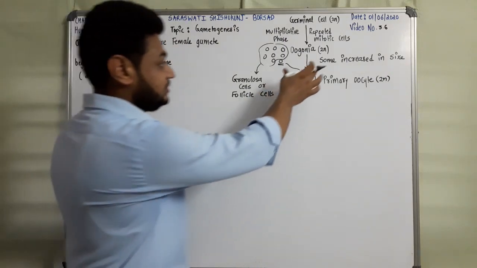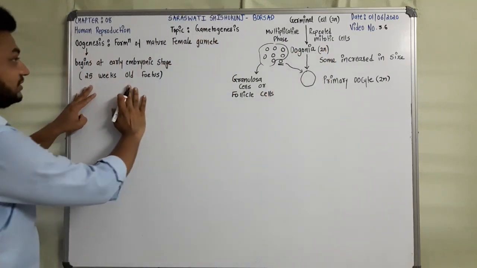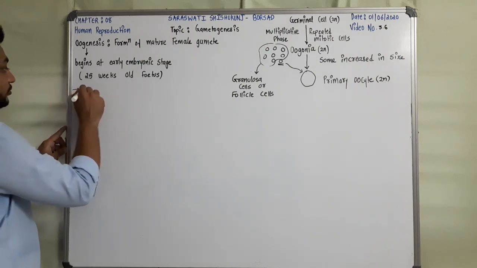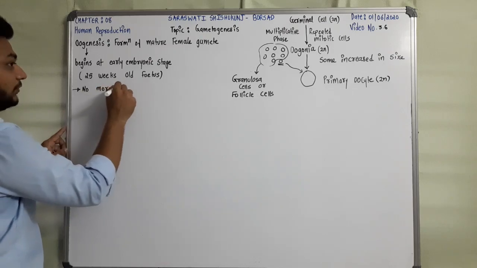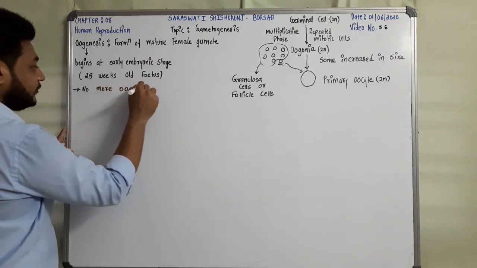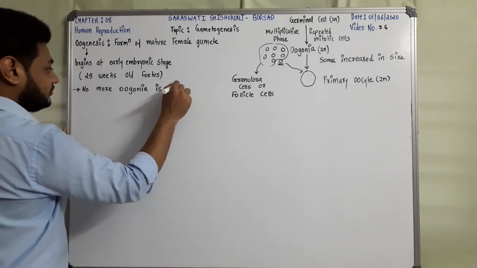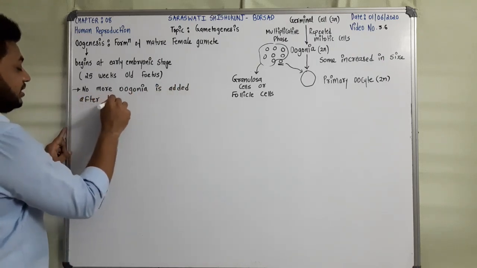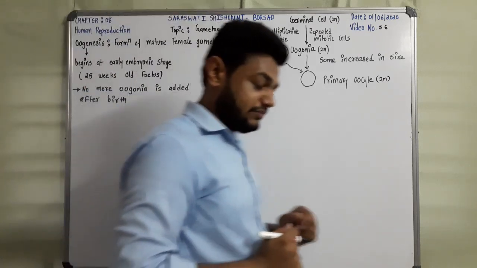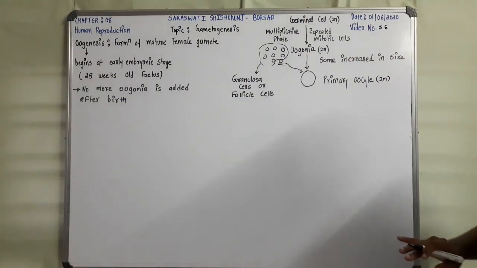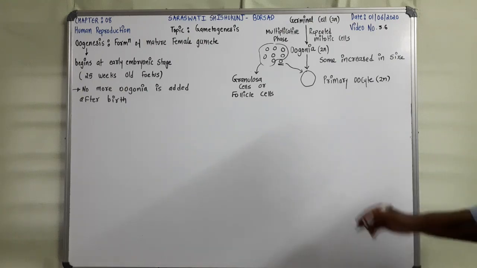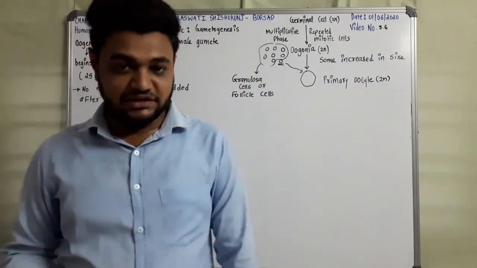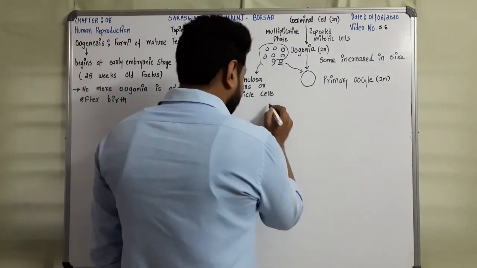Now let me say this oogonia formation occurs at this age. So let me write over here, no more oogonia are added after birth. Millions of oogonia are formed right before the birth. Now these granulosa cells, right, get surrounded.